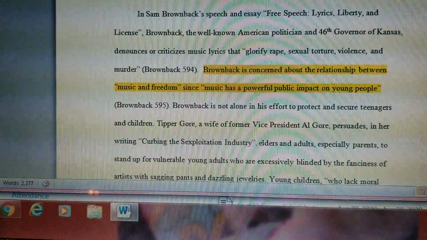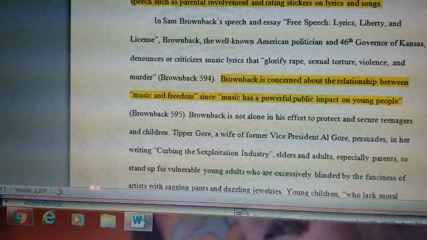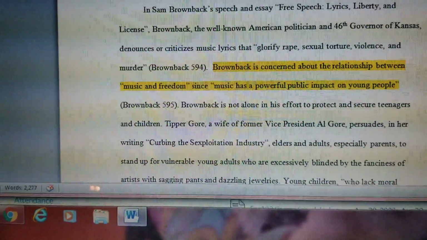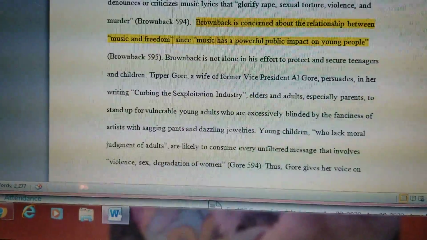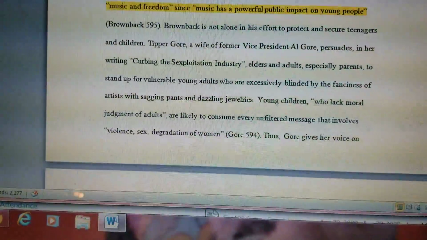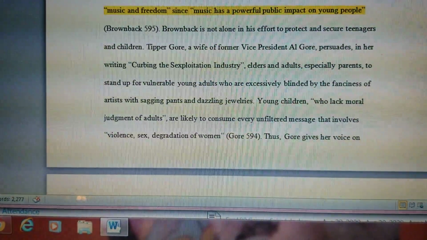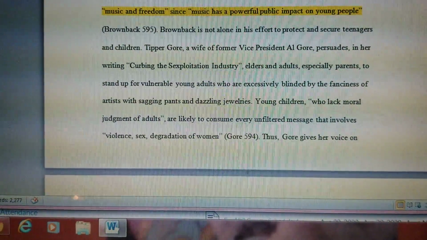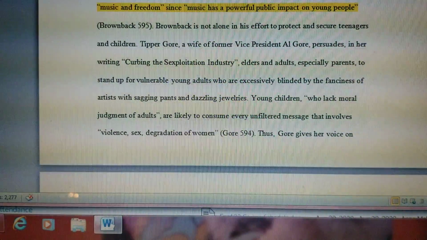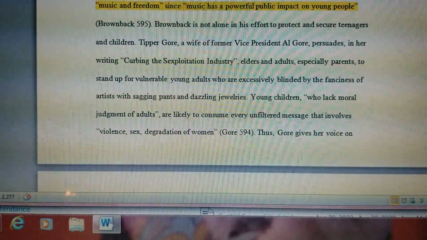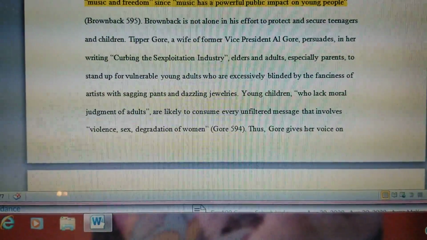Again, right away, she's identifying the problem. Then what she does, which is very, very wise, is she uses a second source to back up that first primary source. She says Brownback is not alone. She says Tipper Gore, a wife of former President Al Gore, persuades in her writing, Curbing the Sexploitation Industry, elders and adults, especially parents, to stand up for vulnerable young adults who are excessively blinded by the fanciness of artists with sagging pants and dazzling jewelry.